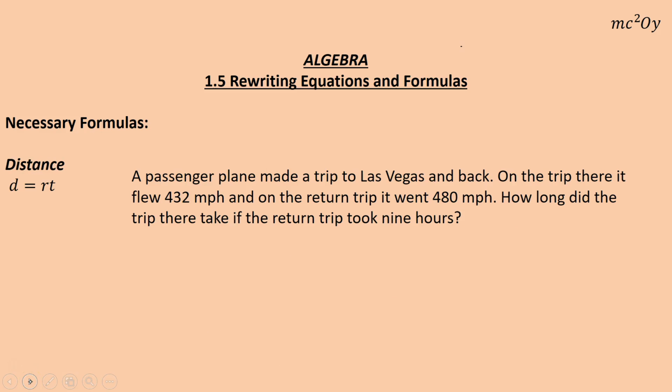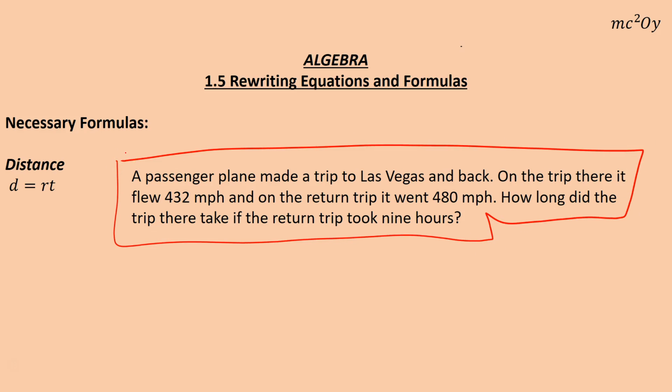All right. And we've already done distance equals rate times time a bunch. But just really quick, a passenger plane made a trip to Las Vegas and back. On the trip there, it flew 432 miles per hour. On a return trip, it went 480 miles per hour. How long did the trip take if the return trip took 9 hours? Okay, so D equals RT. Okay, and notice you're going the same distance there and back. It's not like our distance changes.